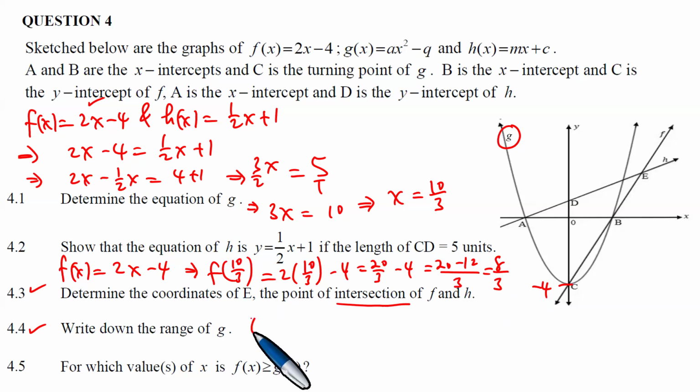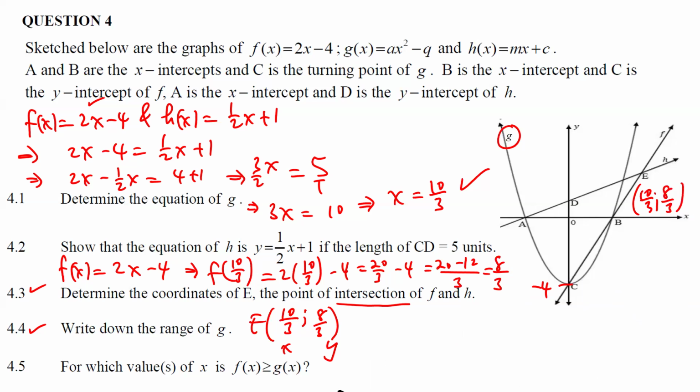What are the coordinates of E? The coordinates of E, the point of intersection, you want x first and then you want y. You start with x. X is 10 over 3. And then the y is exactly 8 over 3. Those are the coordinates of E, where you start with 10 over 3, and then you have 8 over 3.